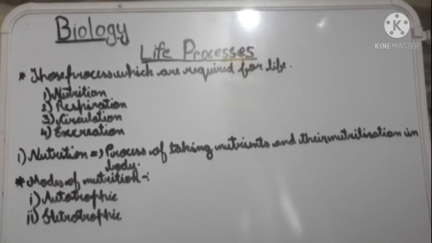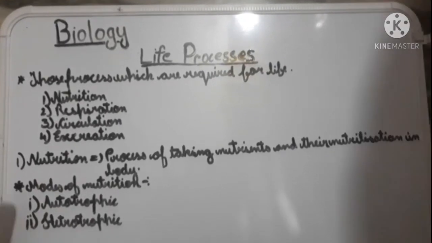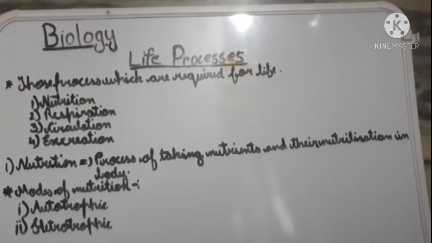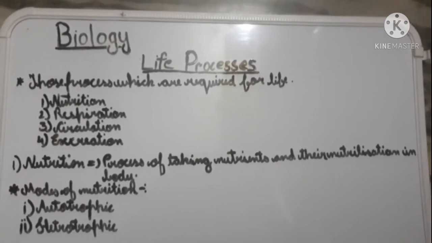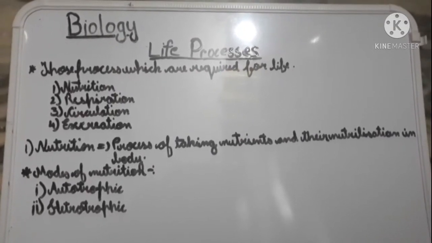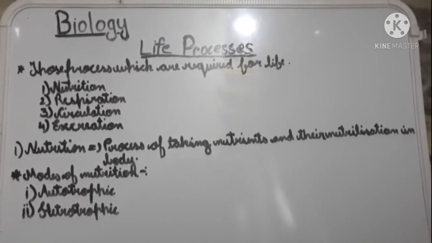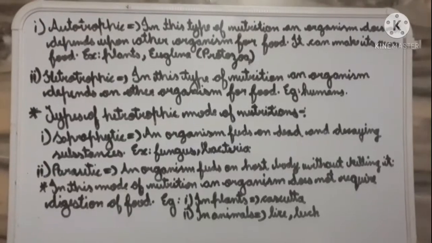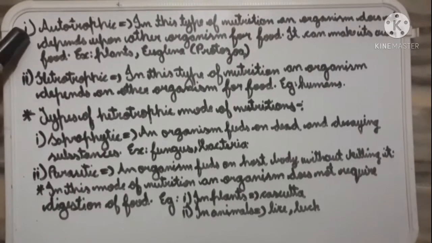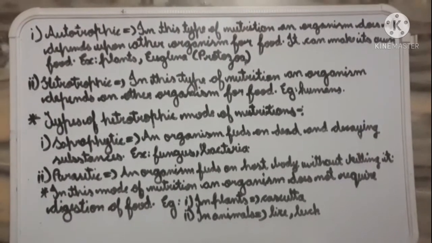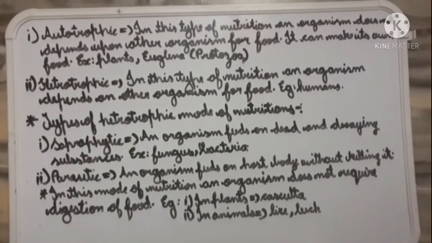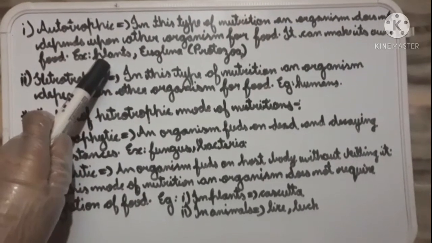Let's start with our first process, nutrition. Process of taking nutrients and then utilization in body is known as nutrition. There are 2 types of nutrition, autotrophic nutrition and heterotrophic nutrition. These are 2 modes of nutrition. What is autotrophic nutrition? In this type of nutrition, an organism does not depend upon another organism for food. It can make its own food, example plants and euglena.